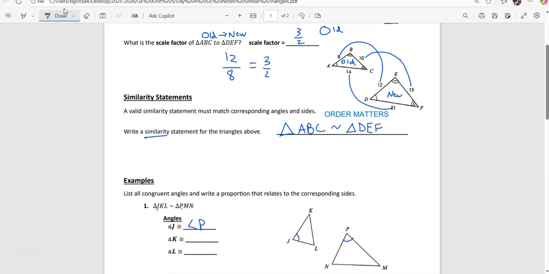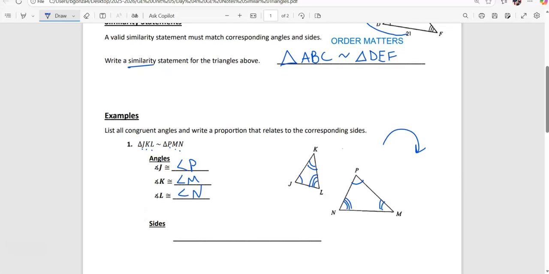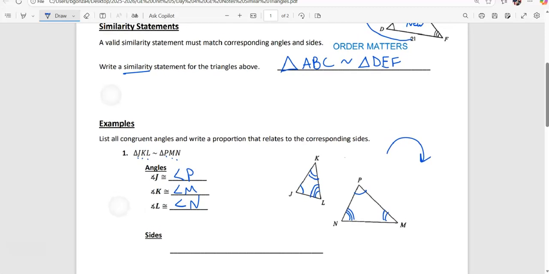It's been rotated, right? Rotation. K is the middle letter. M is the middle letter. So we'll put two arcs on that, two arcs on that, angle M. Third letter L, third letter N. So the last angles are the same. Angle L is 3 arcs. Angle N is 3 arcs. Sound good?